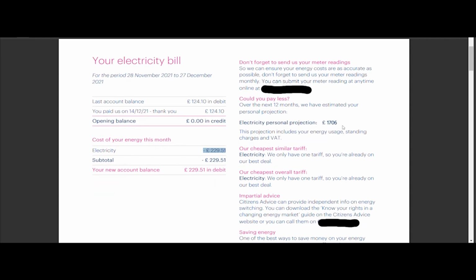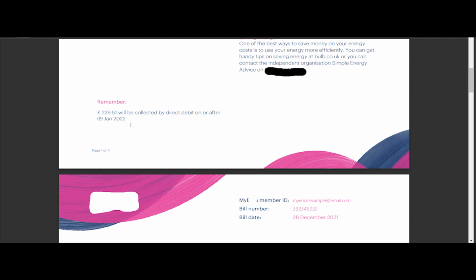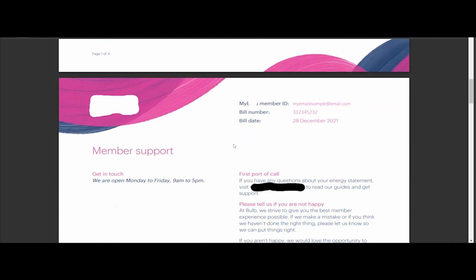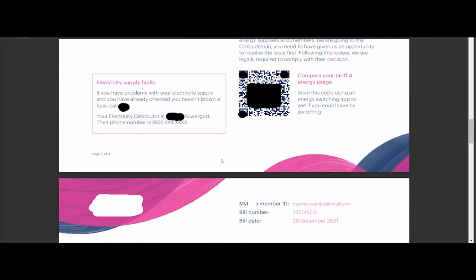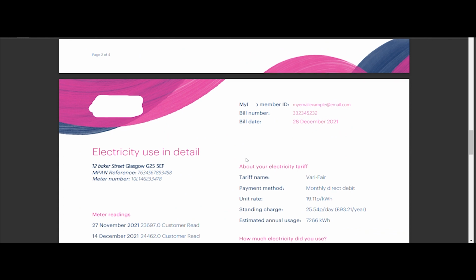Another thing to notice on the first page is this personal energy projection, which is £1,706, the energy projection for this customer for the year. It's also showing the date when the direct debit will be collected. Usually it's 14 days after the bill generation. On the second page, they will have the company's details and everything, like all companies do.